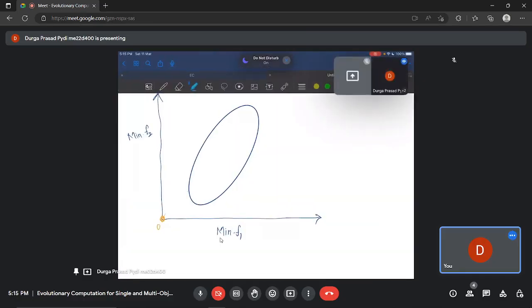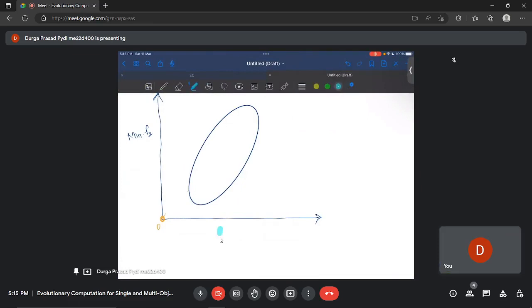Now it is visible. So you're saying, if instead of minimization, it is a maximization. Yeah, the x-axis is the maximum of f1. So you consider the same case. You just consider some small region, consider 2 points somewhere over here.